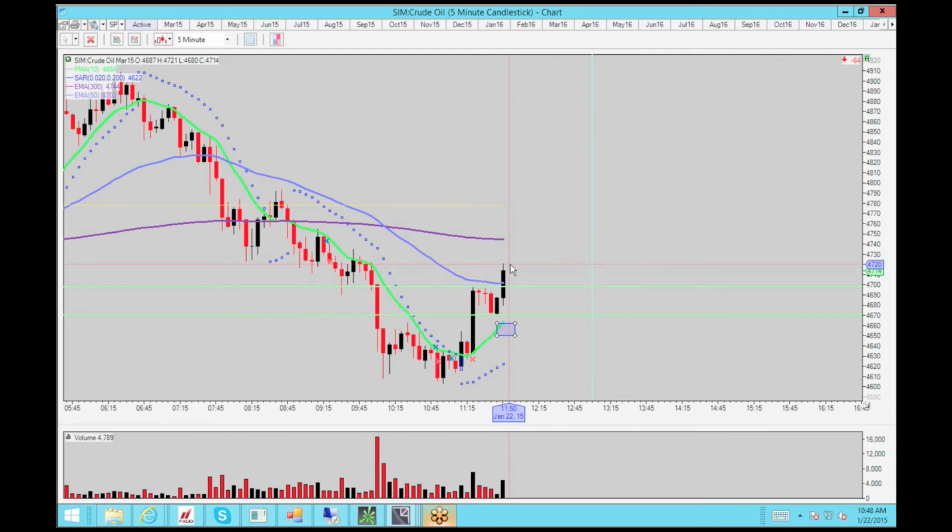midpoint. So 79 is the low, 21 is the high, and the midpoint of that candle is right here at that 70. So as long as this basically closes above this moving average, we'll see this keep pushing higher here.